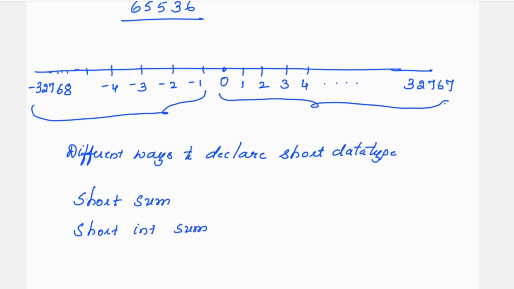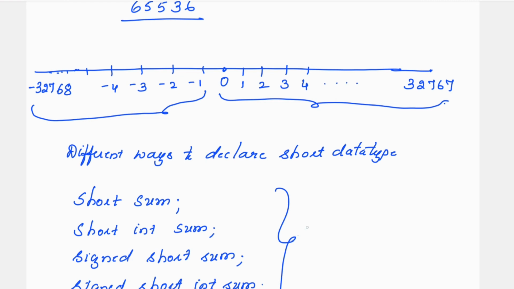When we are not using the signed or unsigned word here, by default it is taken as signed. So even if you are writing simply short sum, it is considered as signed short sum. If you write short int sum, it is considered as signed short int sum. Explicitly, if you want, you can write signed short sum. This also is allowed. One more, signed short int sum. For signed short int, you have 4 different ways to declare.